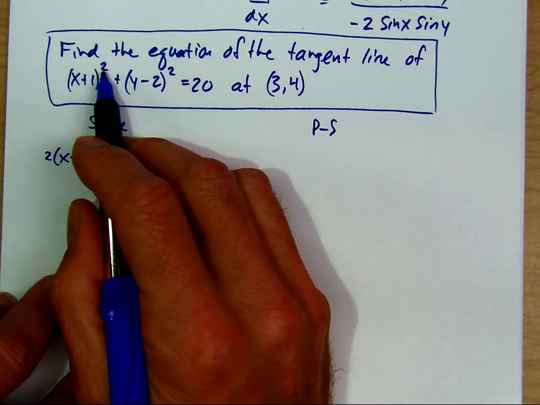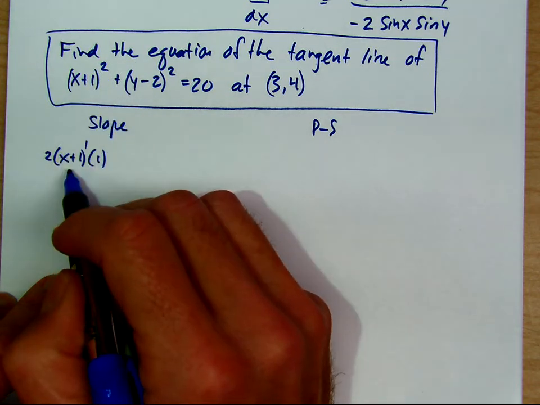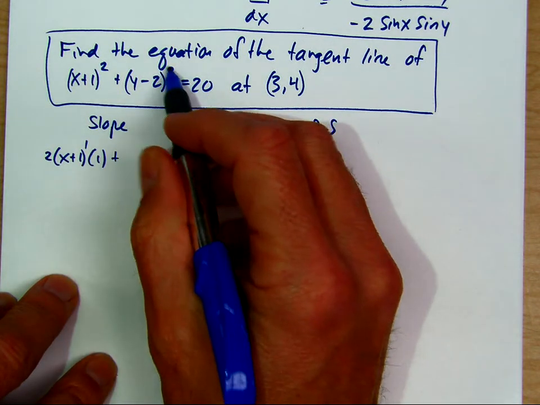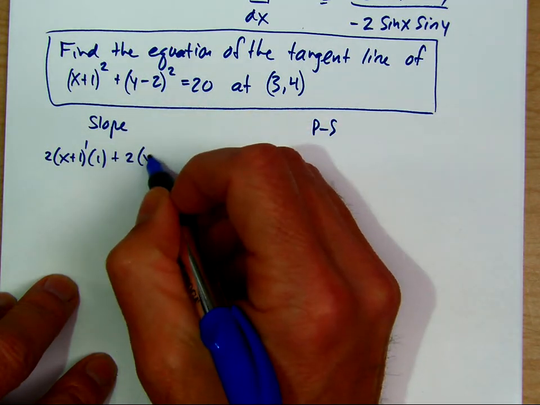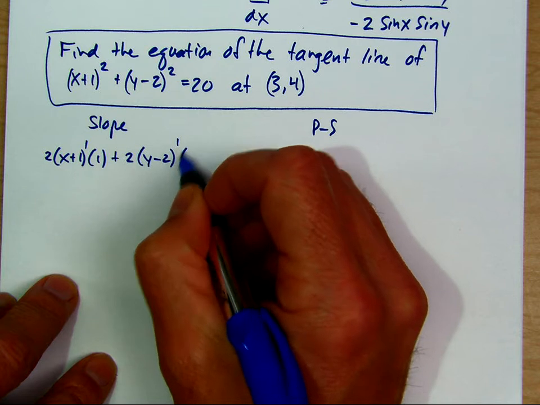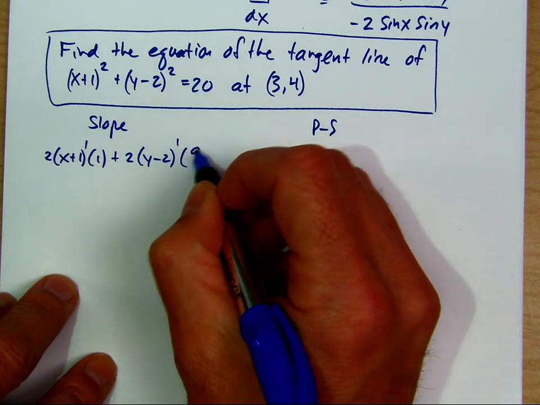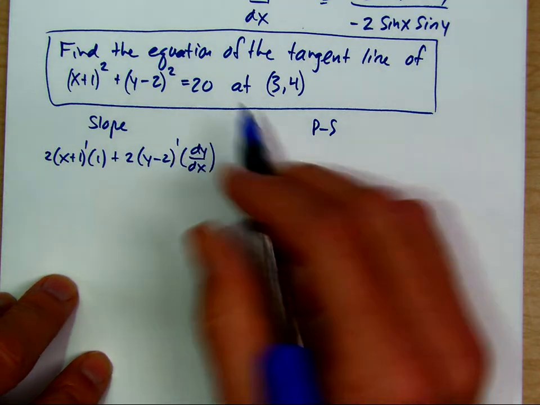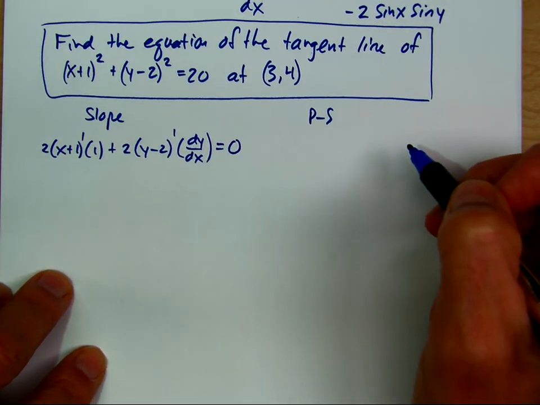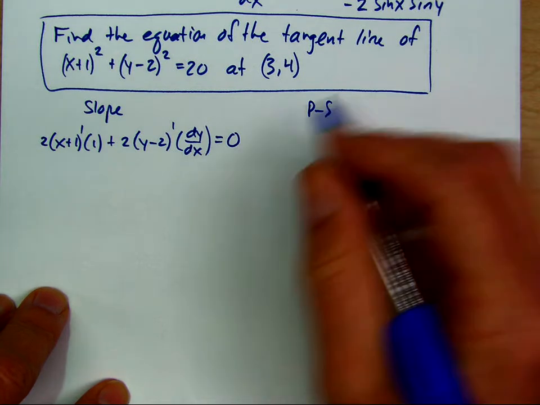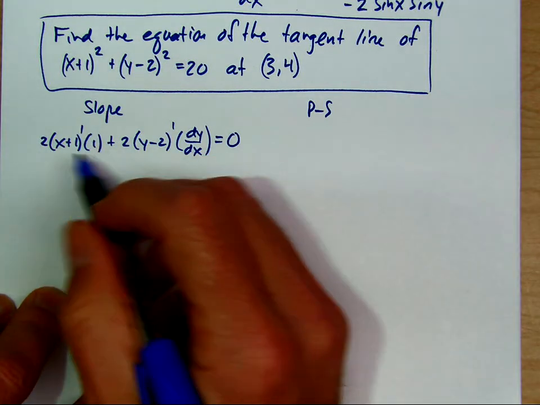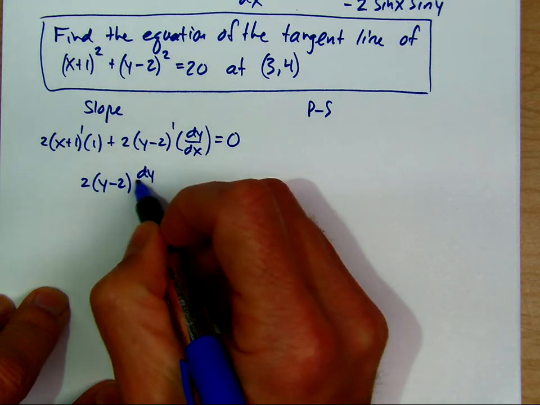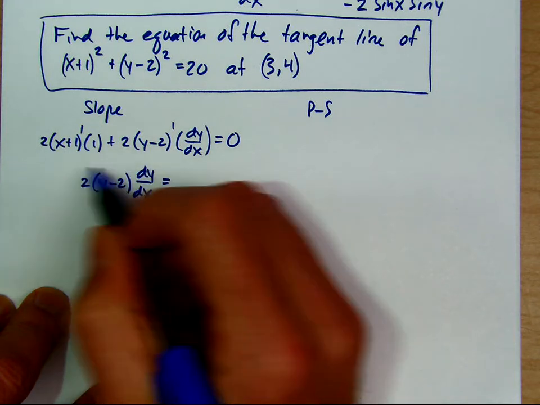So the derivative of the outside, leaving the inside the same, times the derivative of the inside. Then we're going to do the derivative of this, 2, y minus 2. Then we have to do the derivative of the inside, which is dy dx. And the derivative of 20. Let's get dy dx by itself, so we're going to subtract that. We have this left over. Subtract that.